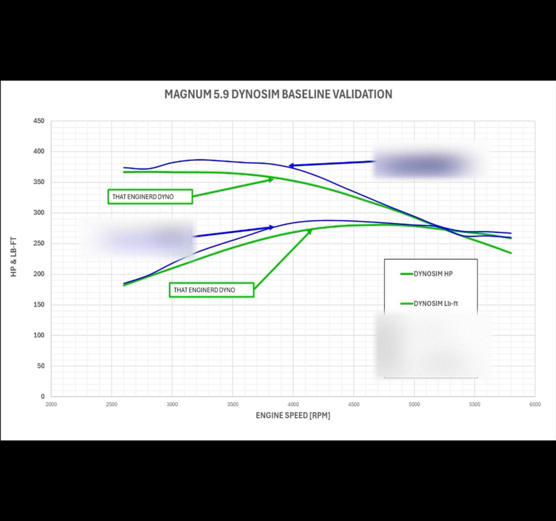And here is the validation. As you can see, mine is the green line. Blue lines are Richard Holdner's dyno results that I took and put into Excel, so that way I could overlay it with my dyno sim results. See a pretty close match there, a little bit off in the torque. That maybe has to do with the intake manifold that I'm using. But overall, I'd say that this is pretty accurate.